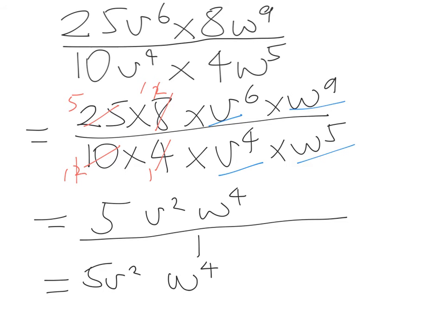So you can see the trick with this is to actually just concentrate on one thing at a time. First of all, I looked at the numbers and just did those as if they were normal fractions. Then I used the second law of indices for the v's, and then I used the second law of indices for the w's. Try not to do too many things at once, because if you do too many things at once, you can get confused.